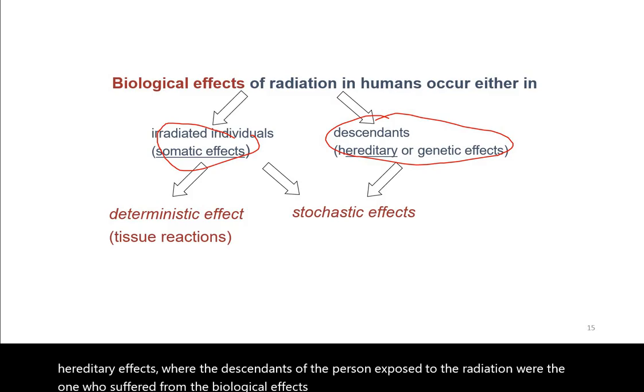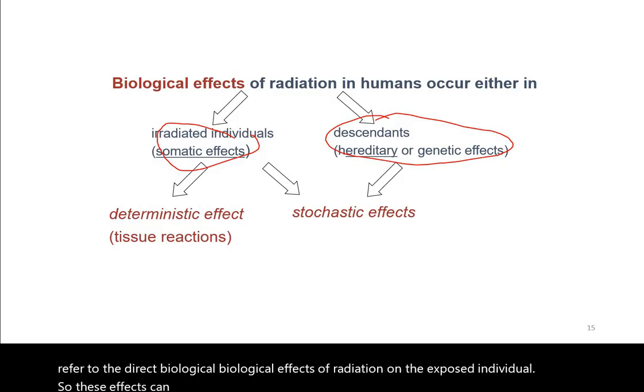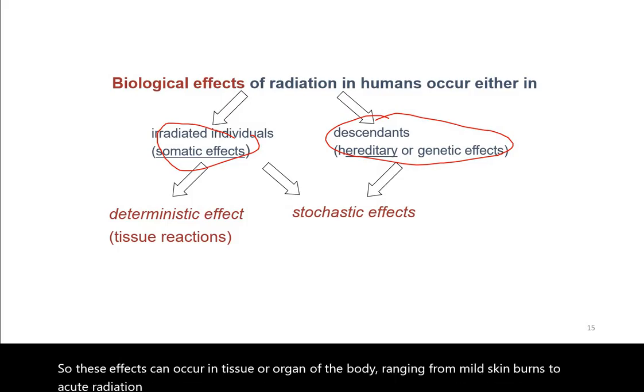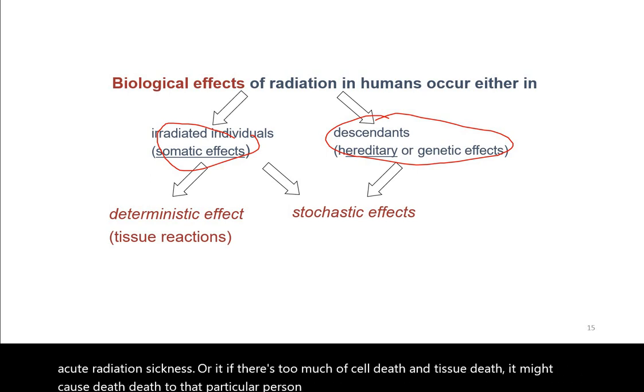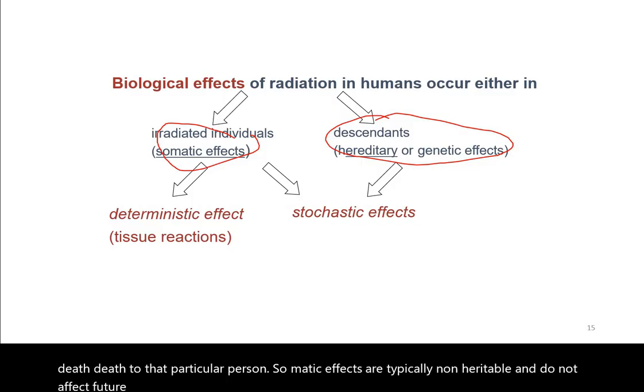So what are the somatic effects? Somatic effects refer to the direct biological effects of radiation on the exposed individual. These effects can occur in tissue or organs of the body, ranging from mild skin burns to acute radiation sickness, or if there's too much cell death and tissue death, it might cause death to that particular person. So somatic effects are typically non-heritable and do not affect future generations. So it ends at the individual itself.